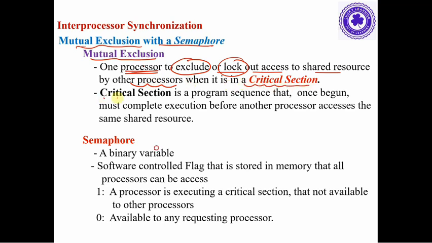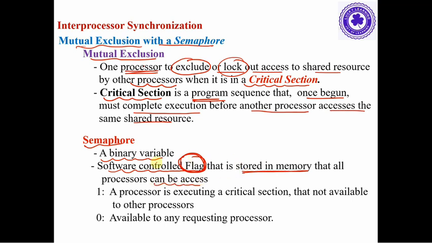Now, what is a critical section? A critical section is a program sequence that, once begun, must complete execution before another processor accesses the same shared resources. Now, what is a semaphore? A semaphore is a binary variable and a software-controlled flag. It is just like a flag stored in the common shared memory which can be accessed by all the processors.